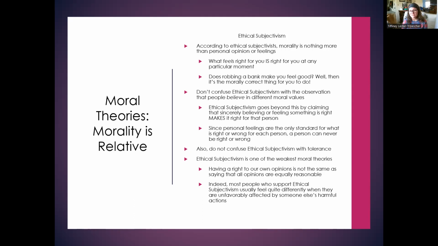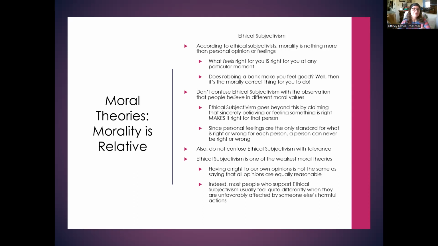Also, don't confuse ethical subjectivism with tolerance, right? It is literally saying that this is what morality is. Morality is what feels right to you. And it's definitely one of the weakest moral theories, right? Having a right to our own opinions is not the same as saying that all opinions are equally reasonable. It is not reasonable to say that it is morally right to rob a bank because I believe it is so. Nope, it's not going to work, right?